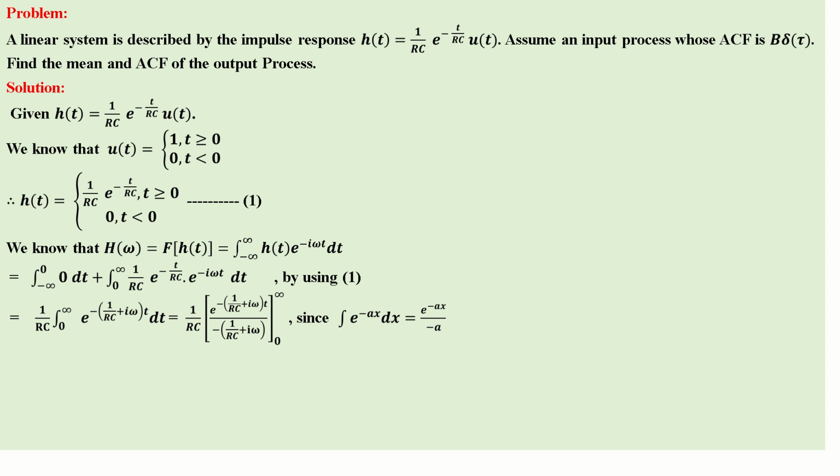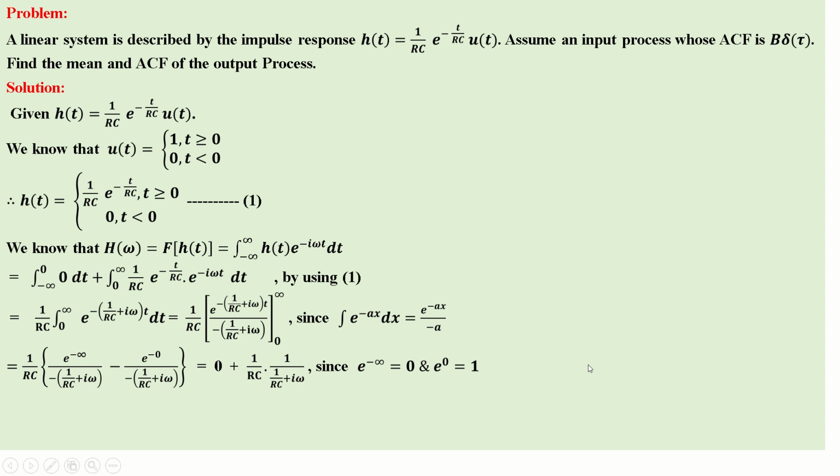Substituting, we apply the lower limit and upper limit, 0 to infinity. Applying the upper limit, e^(-infinity) is 0, so the first term becomes 0. For the lower limit, e^(-0) is 1, and minus of minus gives plus, so the second term is 1/(1/RC + iω). So you will get (1/RC) times 1/(1/RC + iω).